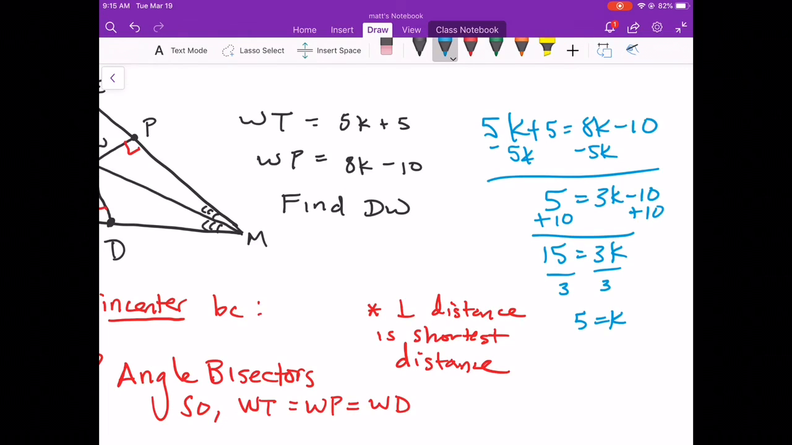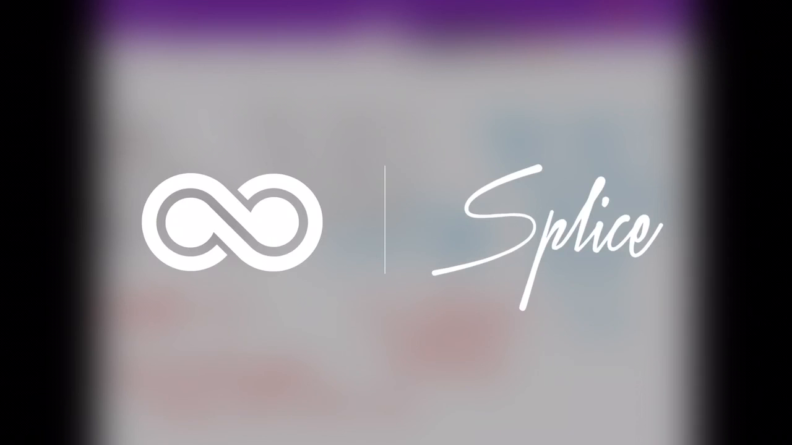So that means everywhere I see a K, I could put a 5. And again, WT, WP, and DW are all the exact same thing. So I'll just plug it in for WT. 5 times 5 plus 5. So 25 plus 5 is 30. And that's what the length of DW would have to be since all of those are the same.